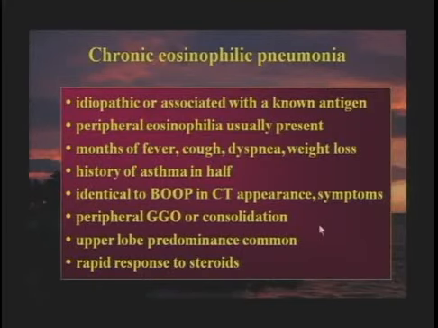Now, chronic eosinophilic pneumonia may be idiopathic or associated with a known antigen. Peripheral eosinophilia usually present. Symptoms are about the same as for organizing pneumonia. Asthma is a common association. It is basically identical to organizing pneumonia in CT appearance and symptomatology. We see peripheral ground glass opacity or consolidation. This tends to have an upper lobe predominance and rapidly responds to steroids.